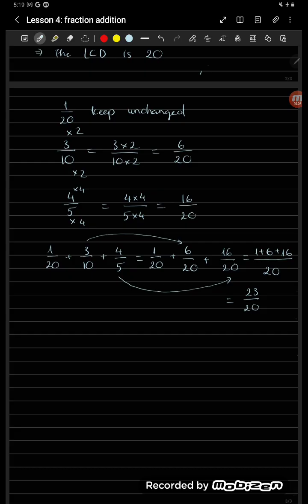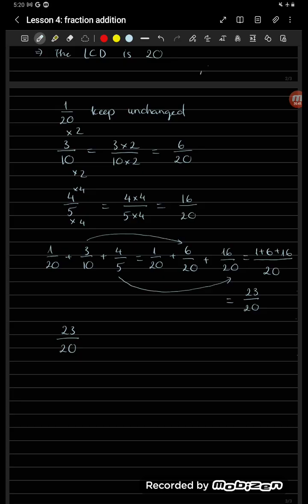In this case, 23 is a prime number, and 20 is not a multiple of 23. So that's why this fraction is already in its most simplified form. We don't need to simplify it anymore. But if you look at the top part, you will see 23 is greater than the bottom part 20. What does it mean? It means we can convert it into a mixed number.